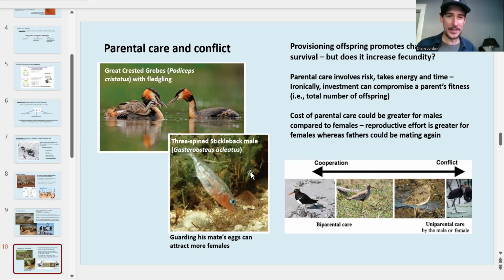For example, we can look at three-spined sticklebacks, these fish. This three-spine stickleback is tricking his mate into thinking he's a good mate because he's hanging out, spending a lot of time guarding her eggs. But actually, he's doing this selfishly, because if he can attract another female who sees that he's really good at guarding his present mate's eggs, he might have the chance to go on and mate again. So there's this interesting balance between parental care and parental conflict.